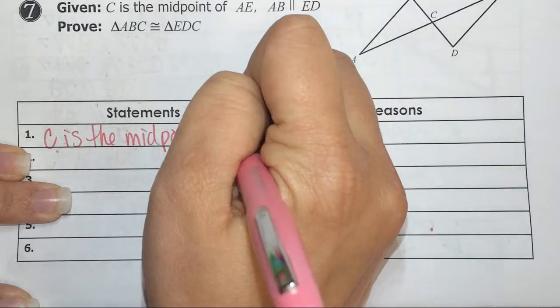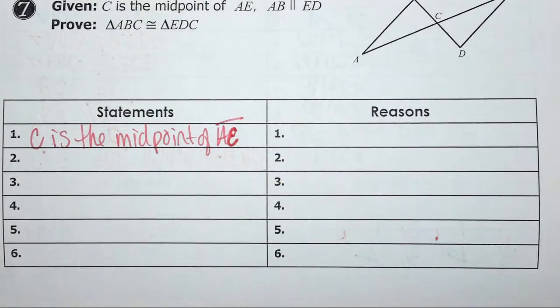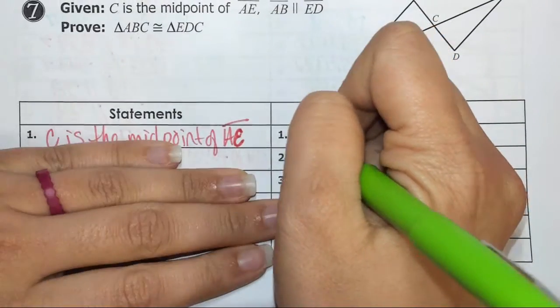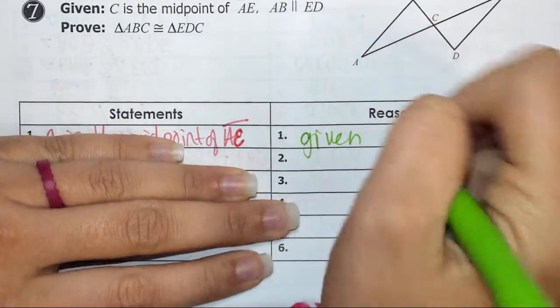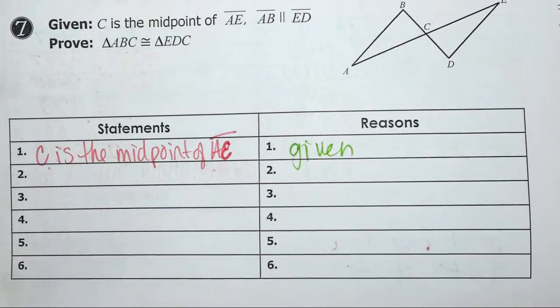Blair, that's a C of AE. And what reason is that? Given. Okay, now I need to put tickies, correct? So where am I going to put my tickies now that it's the midpoint?